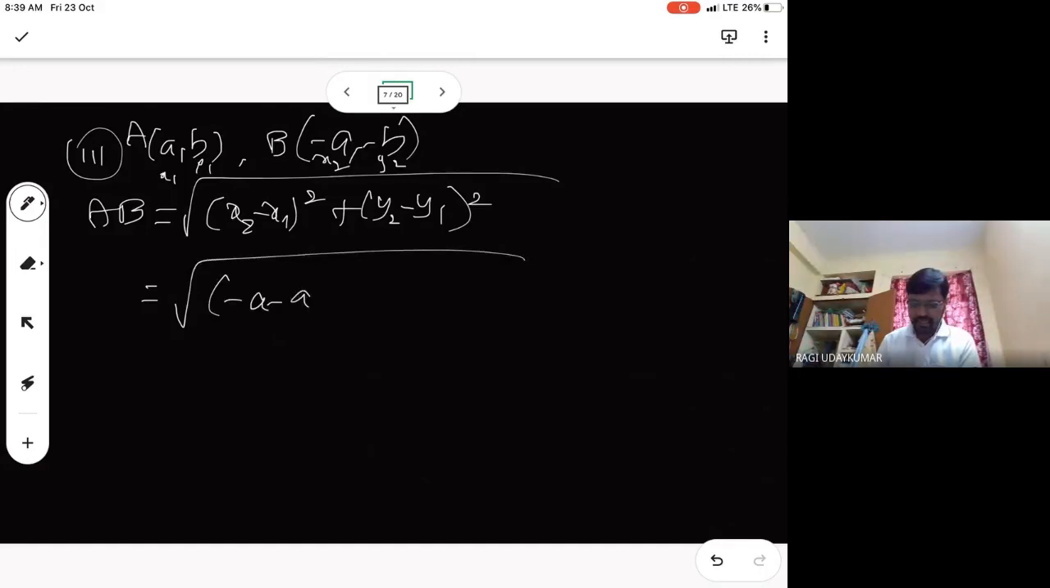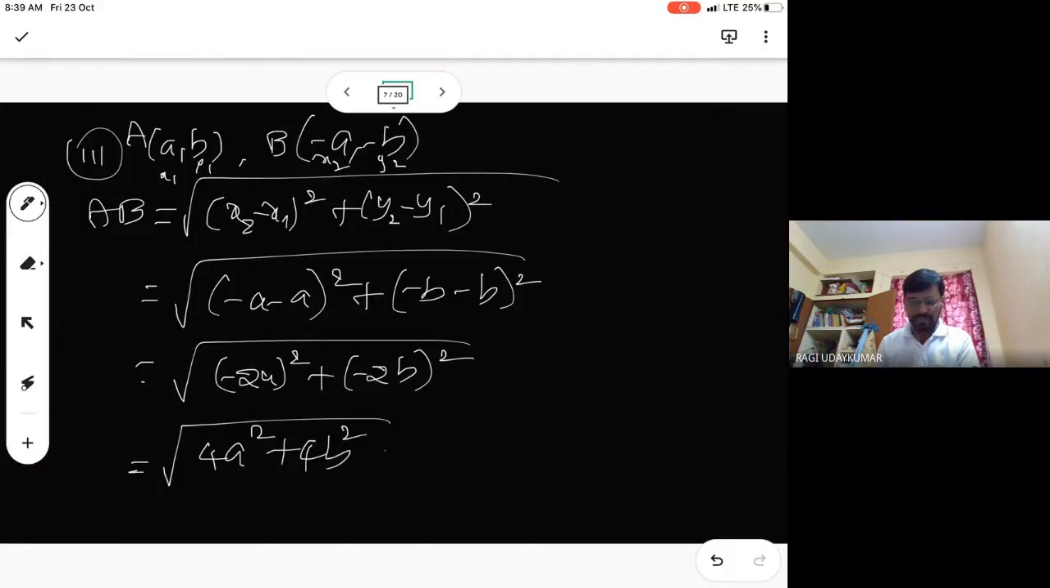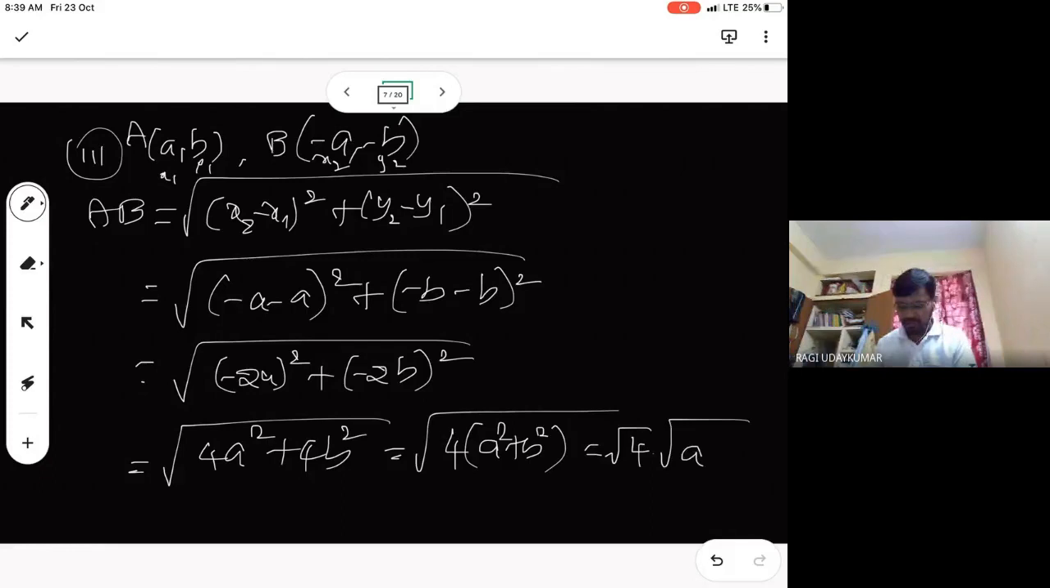Which is equal to under root of, so minus a, whole square plus y2 minus b, whole square. Minus a minus a becomes minus 2a, so (-2a) whole square plus (-2b) whole square, which is equal to under root of 4a square plus 4b square. If you want, you can take the 4 out: root 4 into root of a square plus b square, which is equal to 2 into under root of a square plus b square. Understood? This is the problem.